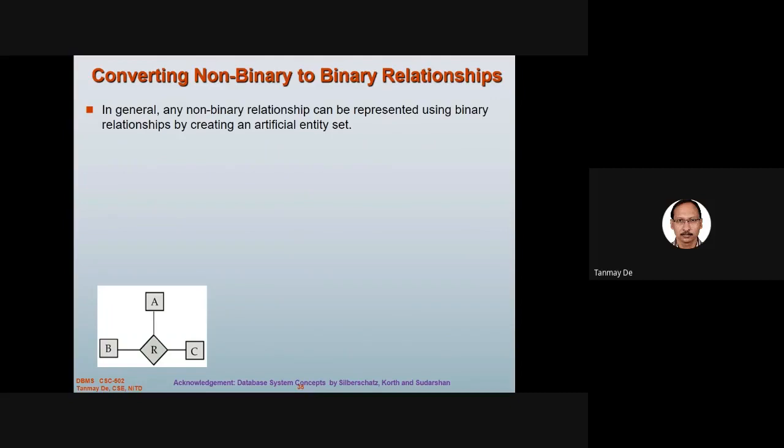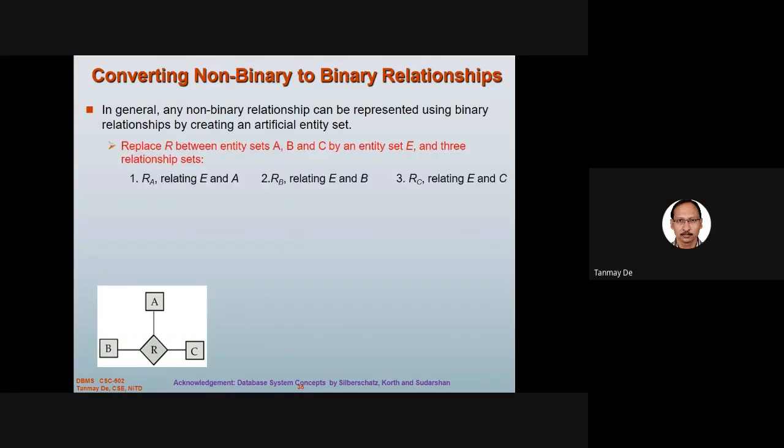Now, in general, if we want to convert a non-binary relationship to binary relationships, there are certain rules. The ternary relationship or non-binary relationship set, say R is the relationship. This relationship set is associated with the 3 entity sets A, B and C. That is, R is a ternary relationship set associated with A, B, C.